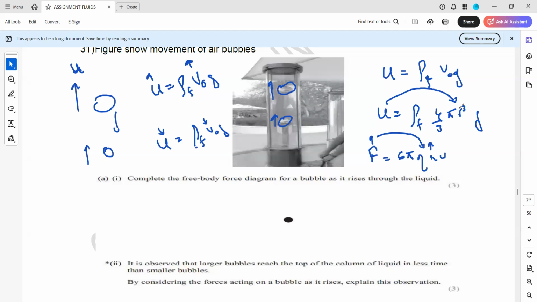So the structured answer should be: when the size of the bubble increases, the upthrust will increase as well as the drag force. But the increase in upthrust is more than the increase in the drag. So there is a greater resultant upward force, which causes greater acceleration of this air bubble. Is it clear? The concept of the drag and the upthrust? So you should relate these points, comparing how they are changing.